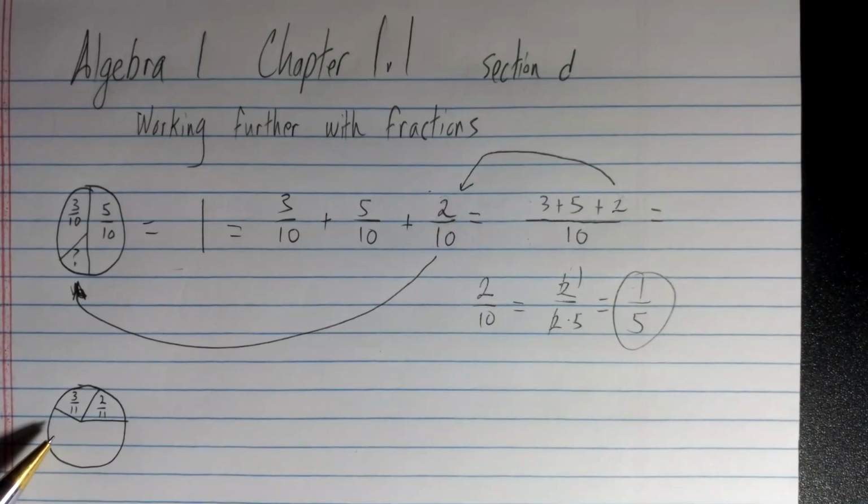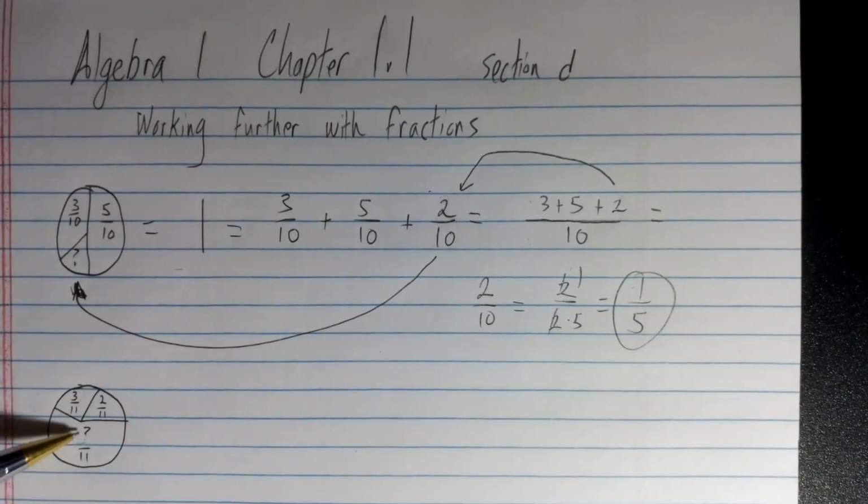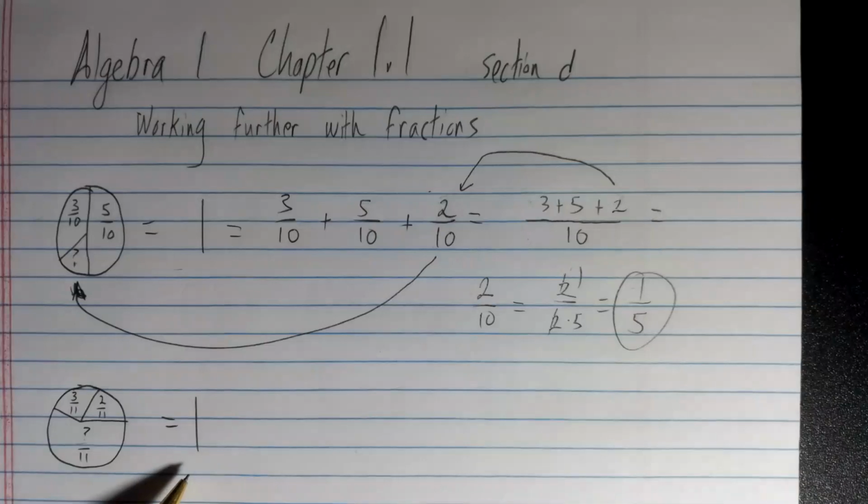Now, here I have a new circle where 2/11 is here, and 3/11 is here, and I'm asked to figure out what this other section is. In other words, this is going to be some bit of 11. Again, remember, when I add up all my fractions, I should get 1 as my answer.